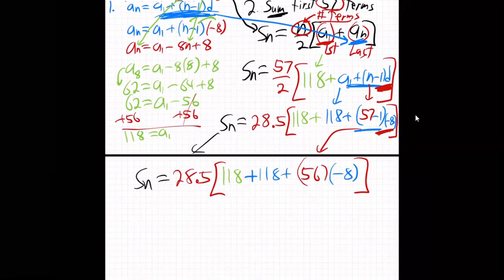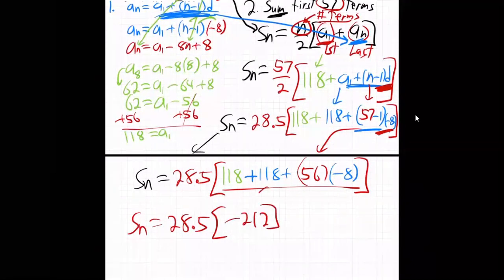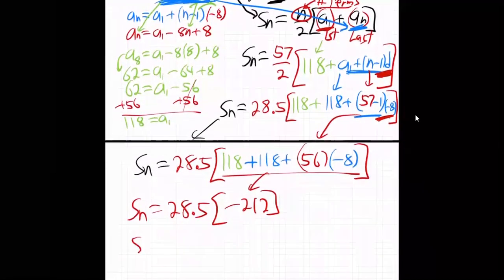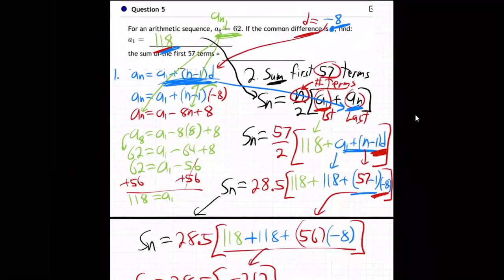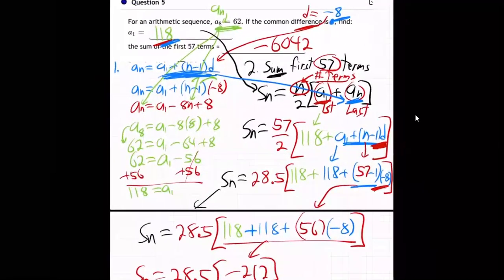Don't subtract 8. It's times -8 on that. All right, and so S sub n equals, we're almost there. So I'm just going to combine all these on my calculator. I'm getting -212 when I did all that. And then just multiply that by 28.5, and S sub n equals minus 6042. So there we go, that's the answer that's going to go in that second blank, minus 6042.